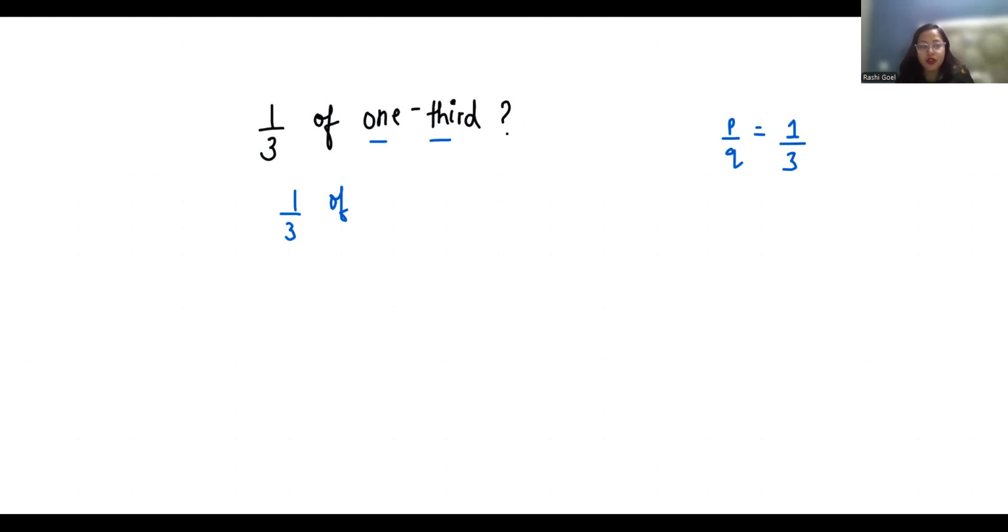Now, "of" we can write as multiplication: 1/3 times 1/3. 1 times 1 is 1 and 3 times 3 is 9. Many people do it wrong because they don't know the meaning of this correctly. So 1/3 of 1/3 is 1/9.